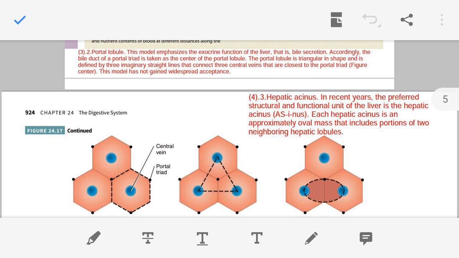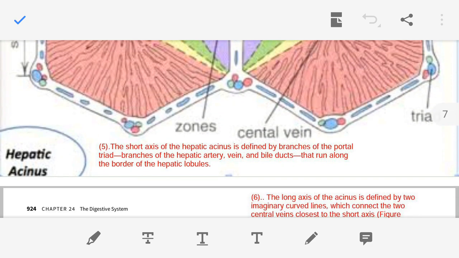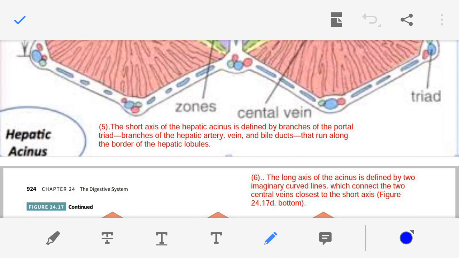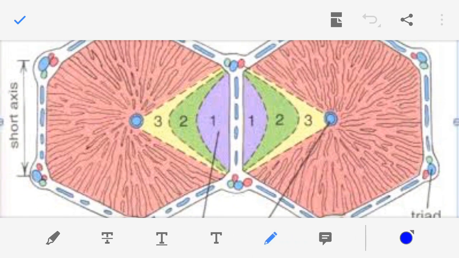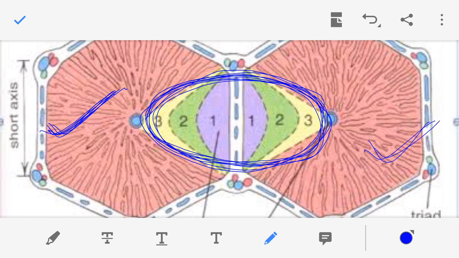Now we are moving on to the fifth point of our discussion. So here, where is the hepatic acinus? In this figure, again I am drawing the oval mass. This is the oval mass, and this oval mass is the hepatic acinus. Then what is this? This one is a hepatic lobule, and this one is a hepatic lobule. These two are neighboring hepatic lobules, and in between them the oval mass is present, and this oval mass is known as the hepatic acinus.